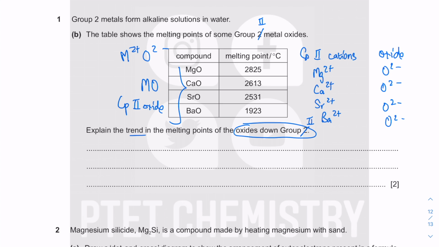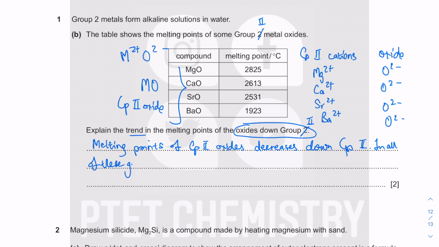The trend: the melting point of group 2 oxides decreases down group 2. Why? These are all ionic compounds, so all of these have a giant ionic structure. So what are we breaking? Melting needs to break the strong ionic bonds between the oppositely charged ions.